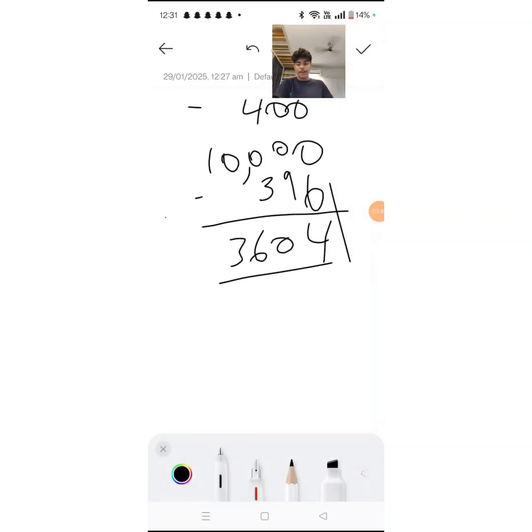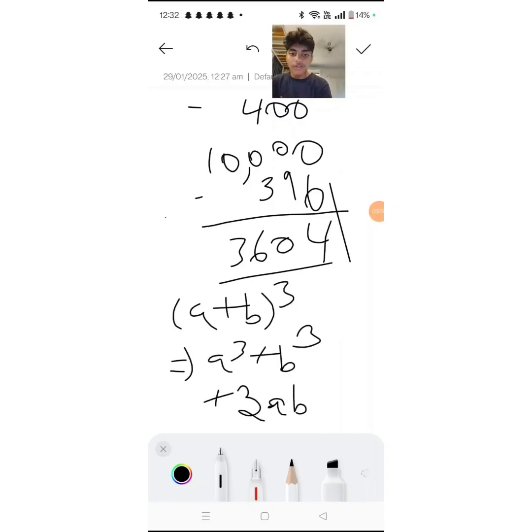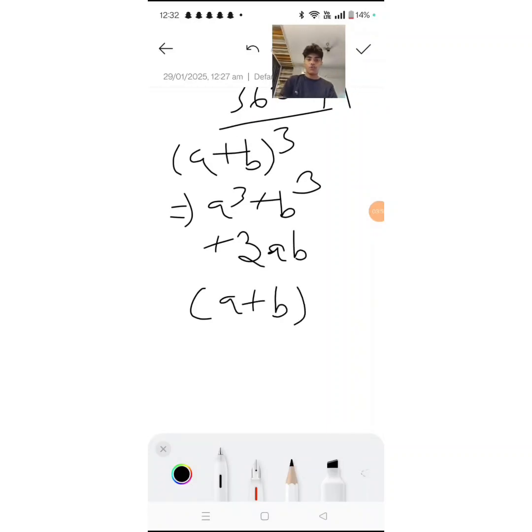Another very interesting identity. Just like you have a plus b the whole square, you also have a plus b the whole cube. It is a cube plus b cube plus 3ab, times a plus b. Now here's where many students mess up. They forget to add the additional a plus b. So don't mess up. It's quite an easy identity. You need to understand it.